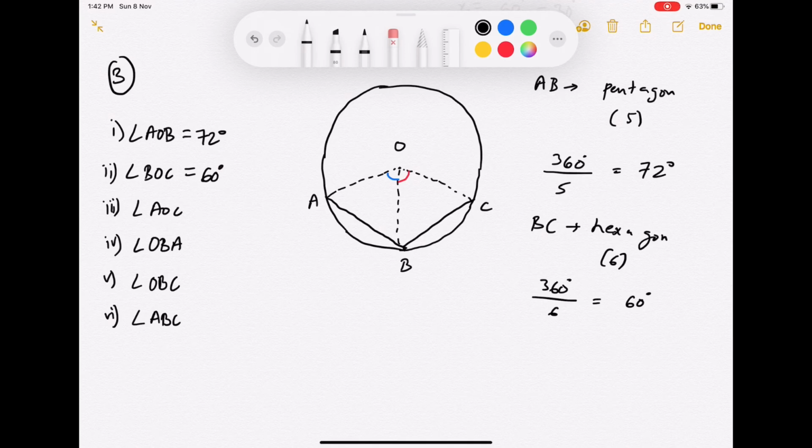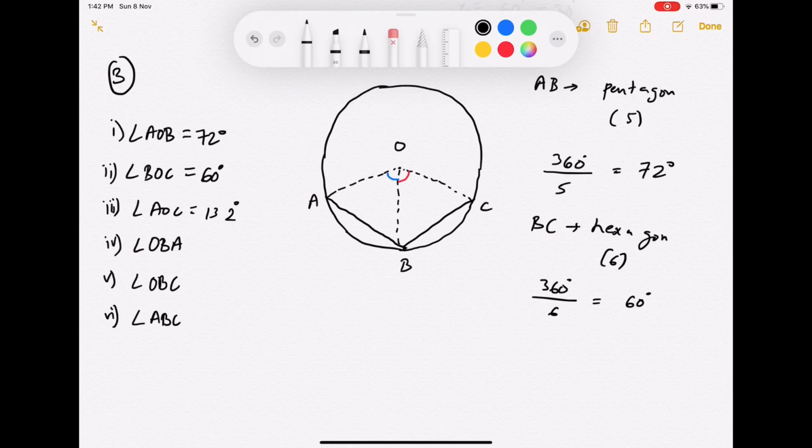Then the third is to find angle AOC. Now we know, looking at the figure, angle AOC is actually the sum of angle AOB and angle BOC. So if you add 72 and 60, you will get 132 degrees. That is angle AOC.